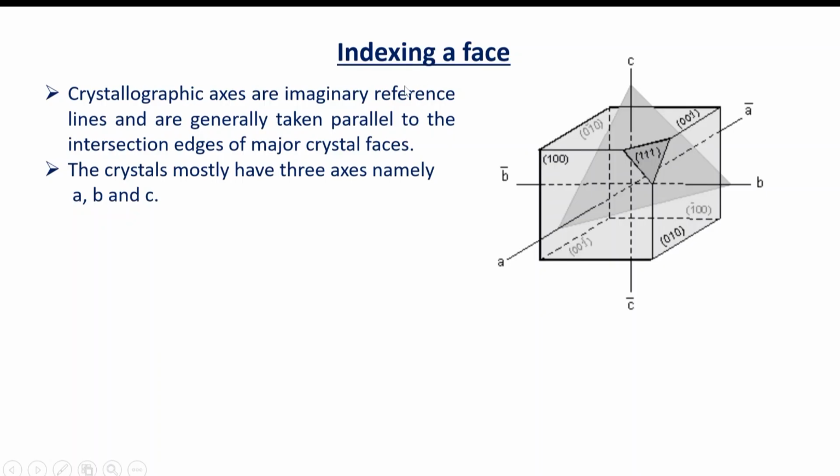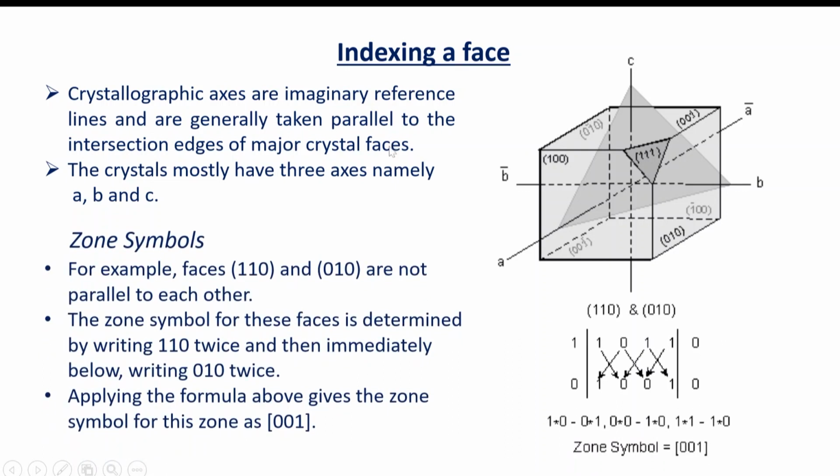So that's why the Miller indices of a face which is only cutting the A axis will be 1, 0, 0, which is only cutting the B axis will be 0, 1, 0, which is only cutting the C axis is 0, 0, 1, and if it is cutting all the 3 axes, then the simplest example is 1, 1, 1. Then also you can calculate zone symbols, but we'll be discussing zone symbols again in the second part or in the third part of this lecture.